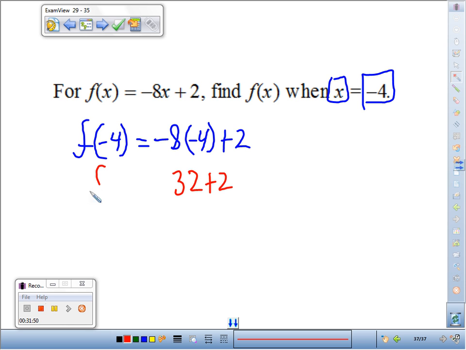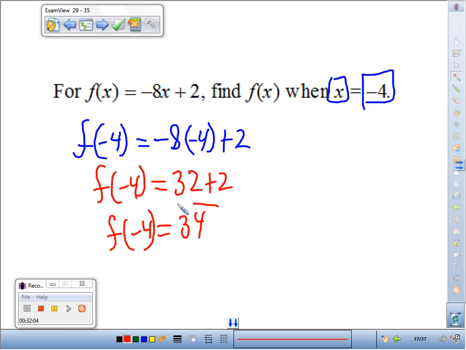So, what is negative 8 times negative 4? 32 plus 2. You bring down the f of negative 4 because we're still working on f of negative 4. So what is 32 plus 2? 34, so this is f of negative 4, and we're done. Everybody with me? Okay, so now I want you to find me f of the same function, but when x is 5. Do that, please.